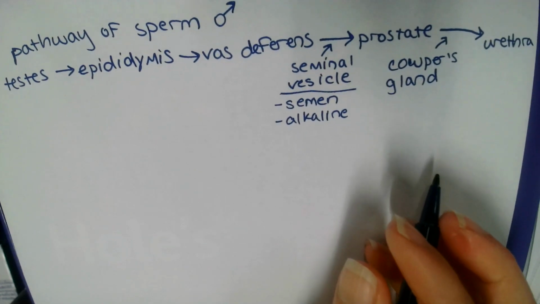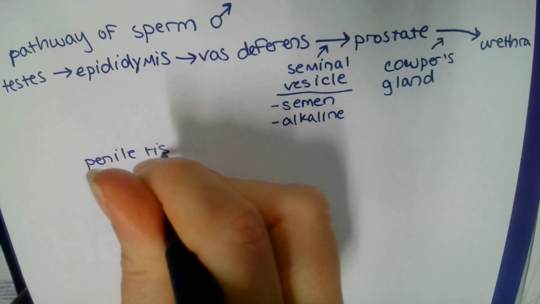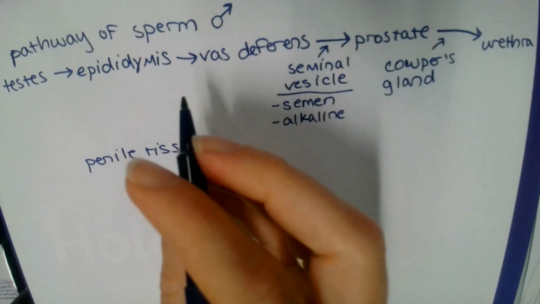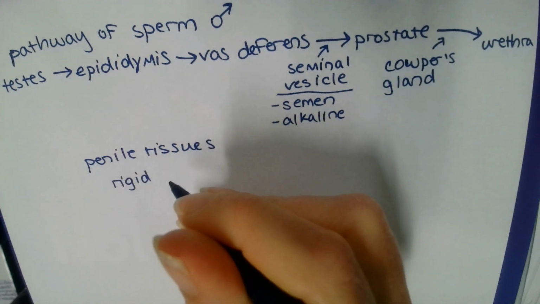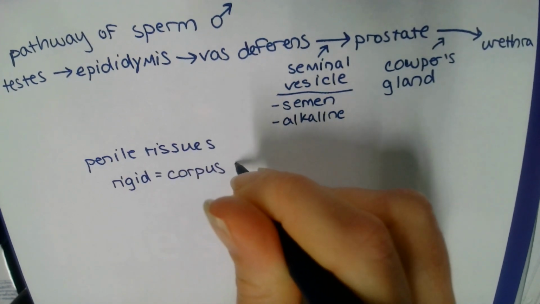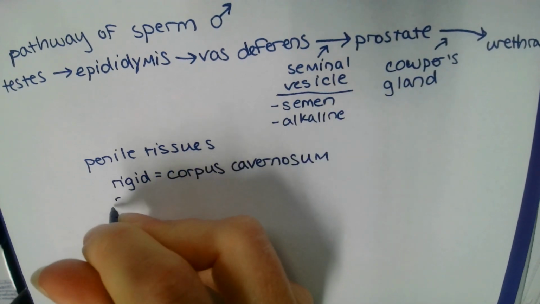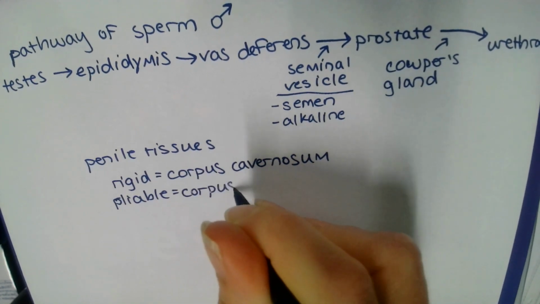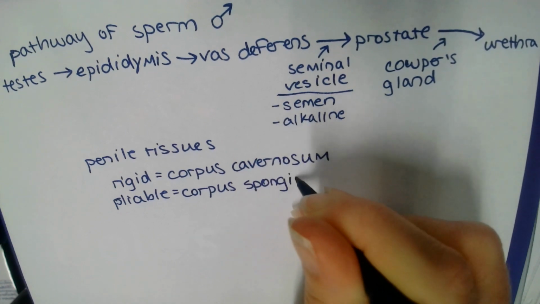For the penile tissues, which one gets rigid and which one remains pliable? Yep, spongiosum, spongy. Good. The rigid is cavernosum. And pliable is spongiosum. It is going to play a role in keeping the urethra open.